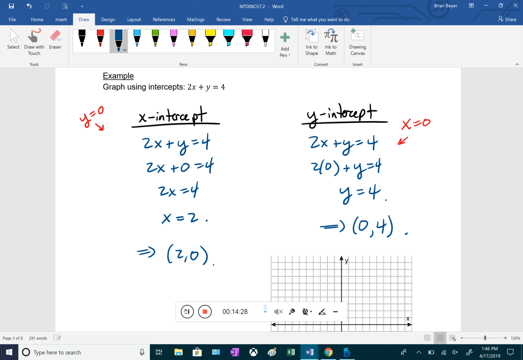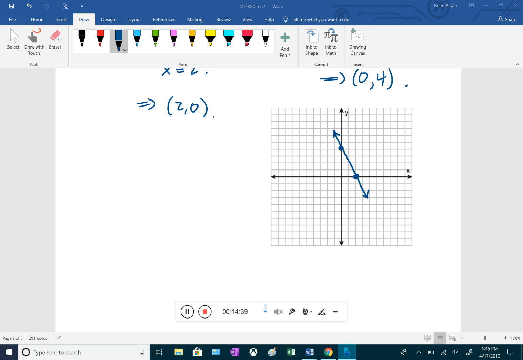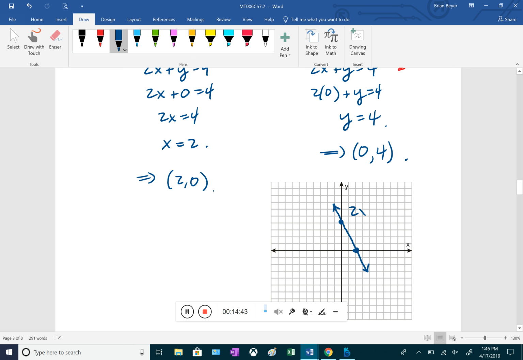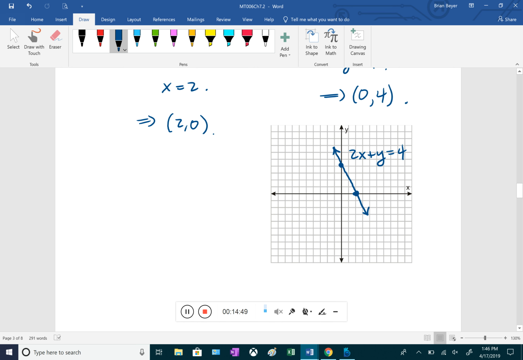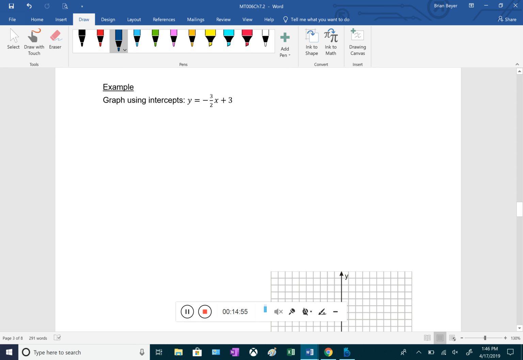And now we can just plot those points. So the x-intercept of 2, the y-intercept of 4, and then we connect them. And we get that, and we can label it 2x plus y equals 4. Okay, so that was pretty nice because we just need those 2 coordinates where we plug in zeros. So let's do another one here.